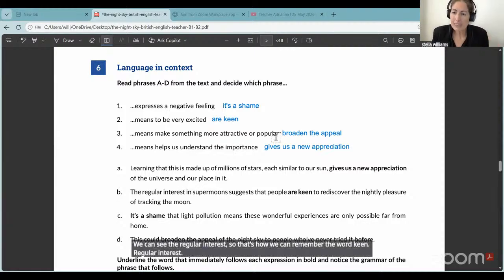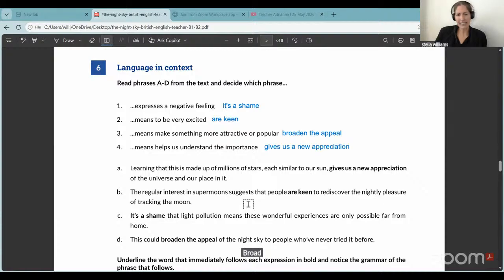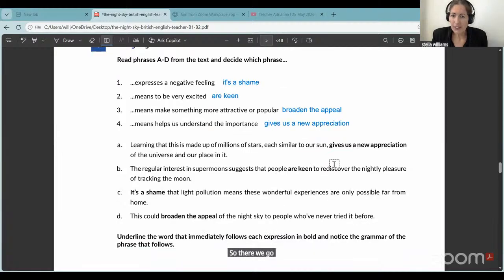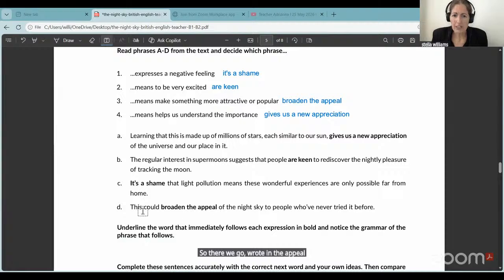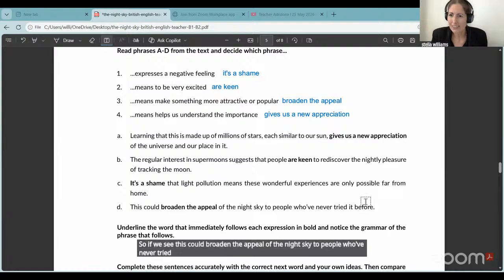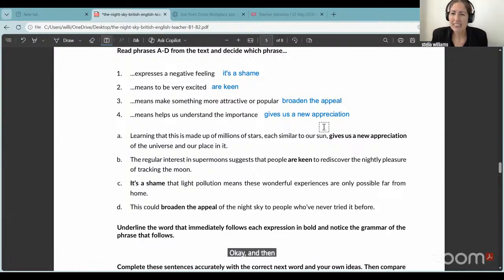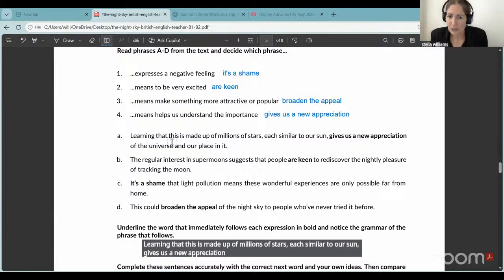And then broaden the appeal. We're going to say there it means something that is attractive. All right. So there we go, broaden the appeal. So if we see, this could broaden the appeal of the night sky to people who've never tried it before. Okay. And then gives us a new appreciation, learning that this is made up of millions of stars, each similar to our sun, gives us a new appreciation of the universe and our place in it.